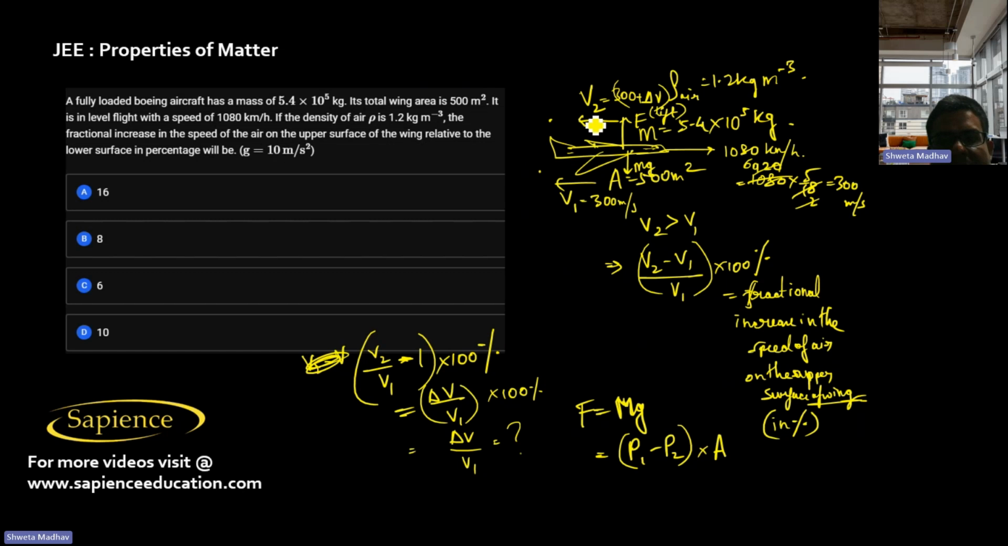So it means the speed of the air on the upper surface of the aircraft will be 10% higher than the speed on the lower surface of the aircraft. So option D is the correct answer.